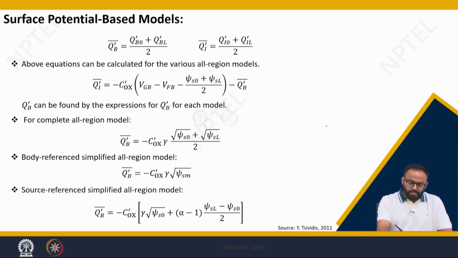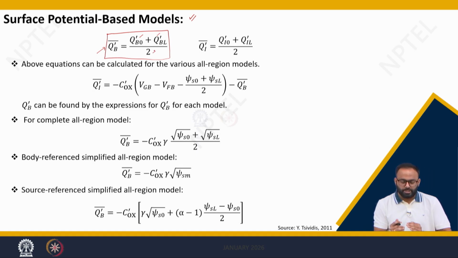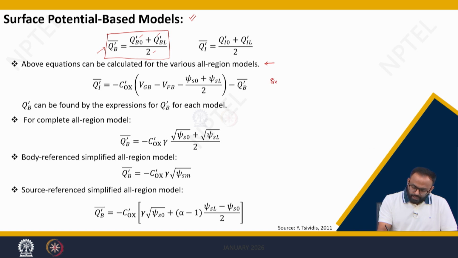Next, we will move further with this and find out the value of the effective electric field for the surface potential based model. As I mentioned, we are following Qb dash equals Qb dash bar, or the average Qb dash equals Qb dash 0 plus Qb dash L divided by 2. So we are just averaging the depletion charge per unit area along the length, right. Now, we have already seen that Qi dash can be given as minus Cox dash into VGB minus V flat band voltage minus psi s minus Qb dash.